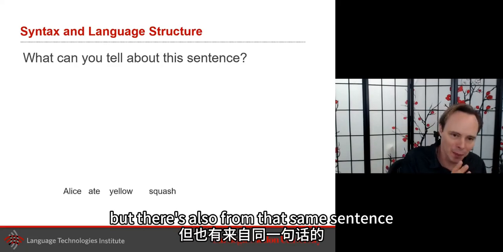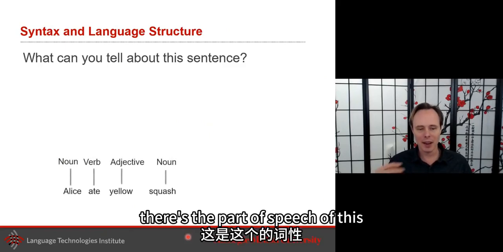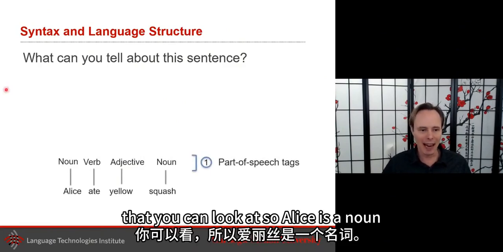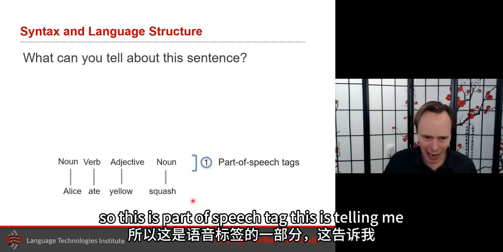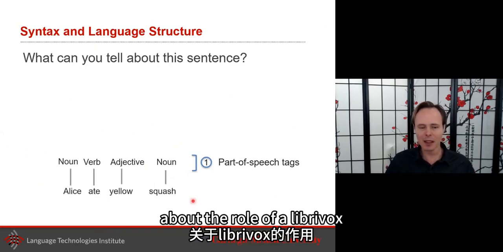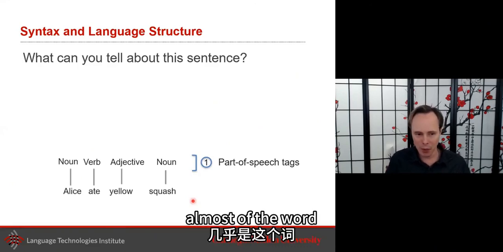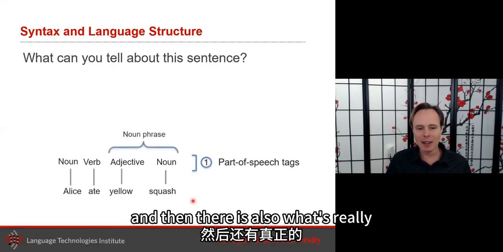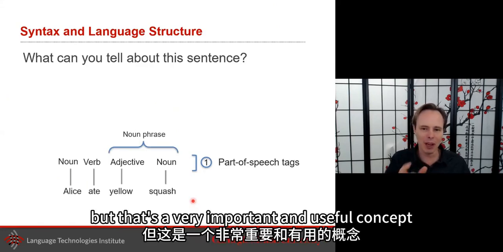But from that same sentence, there's more to it that you can look at. There's the part of speech. So Alice is a noun, ate is a verb, yellow is an adjective, and here we have a noun. So this is the part of speech tag. This is telling me almost the syntactic role of the word. That takes a little while, but it's a very important and useful concept.